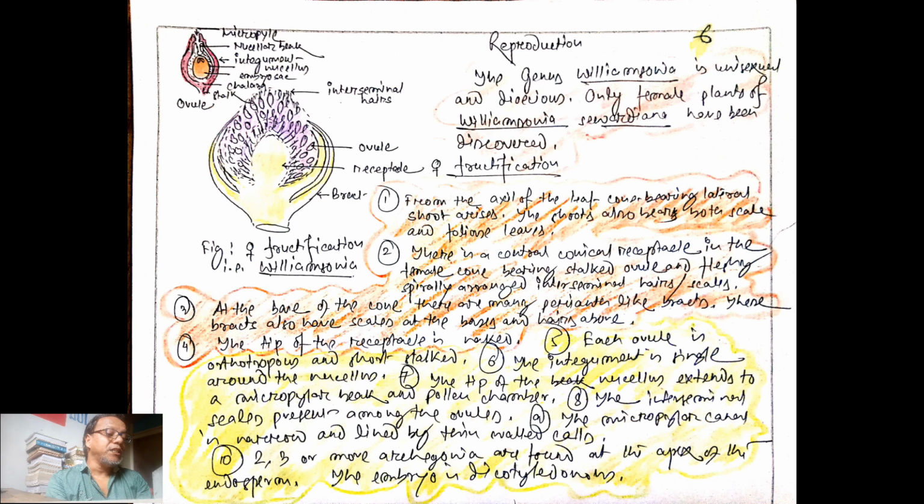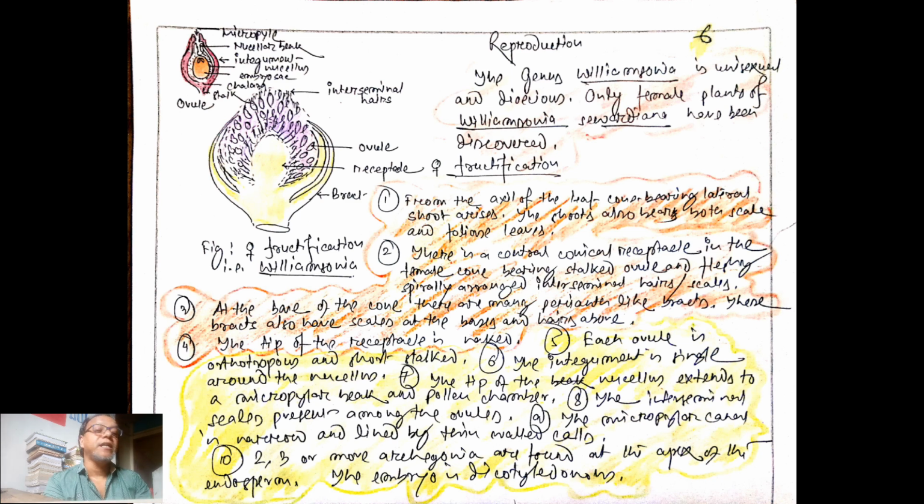Each ovule is orthotropous and short-stalked. The integument is single around the nucellus. The tip of the nucellus extends to the micropylar beak and the pollen chamber. And the interseminal scales present among the ovules. The micropylar canal is narrow and lined by thin walled cells. 2, 3 or more archegonia are found at the apex of the endosperm.